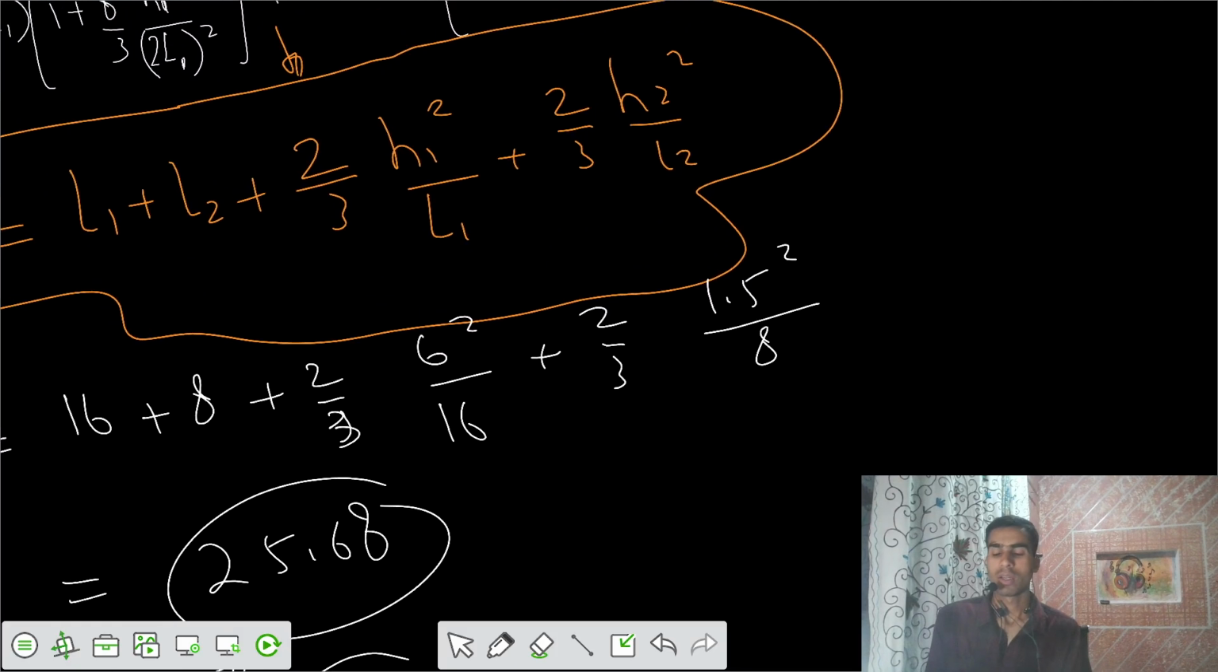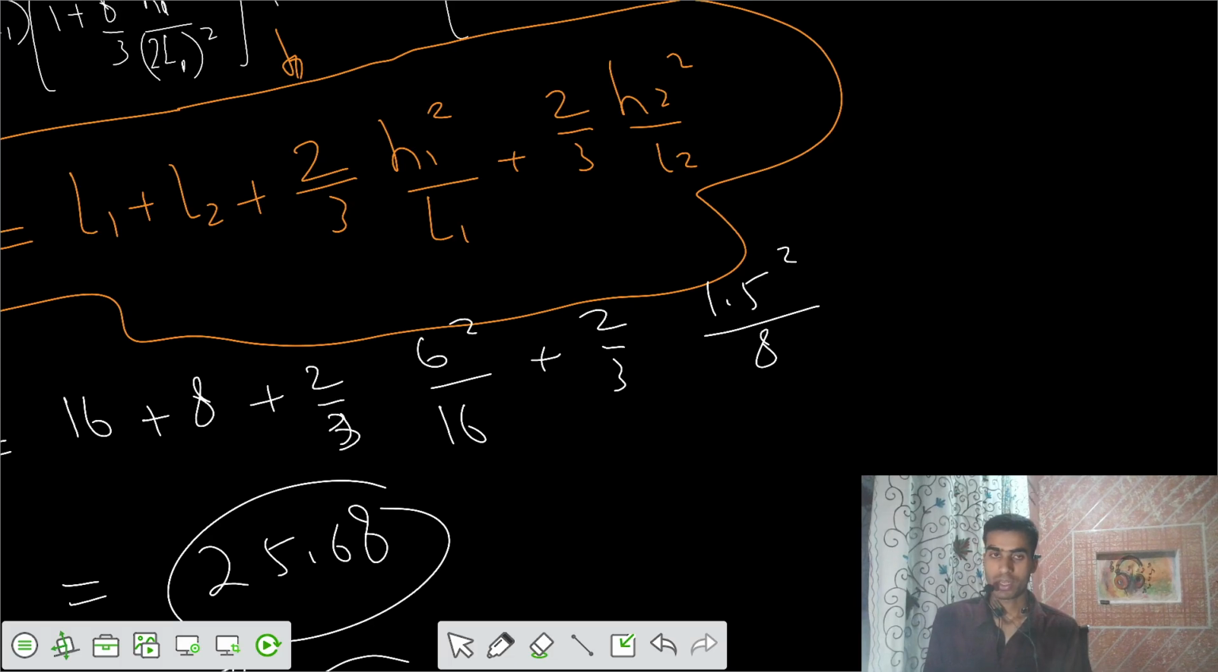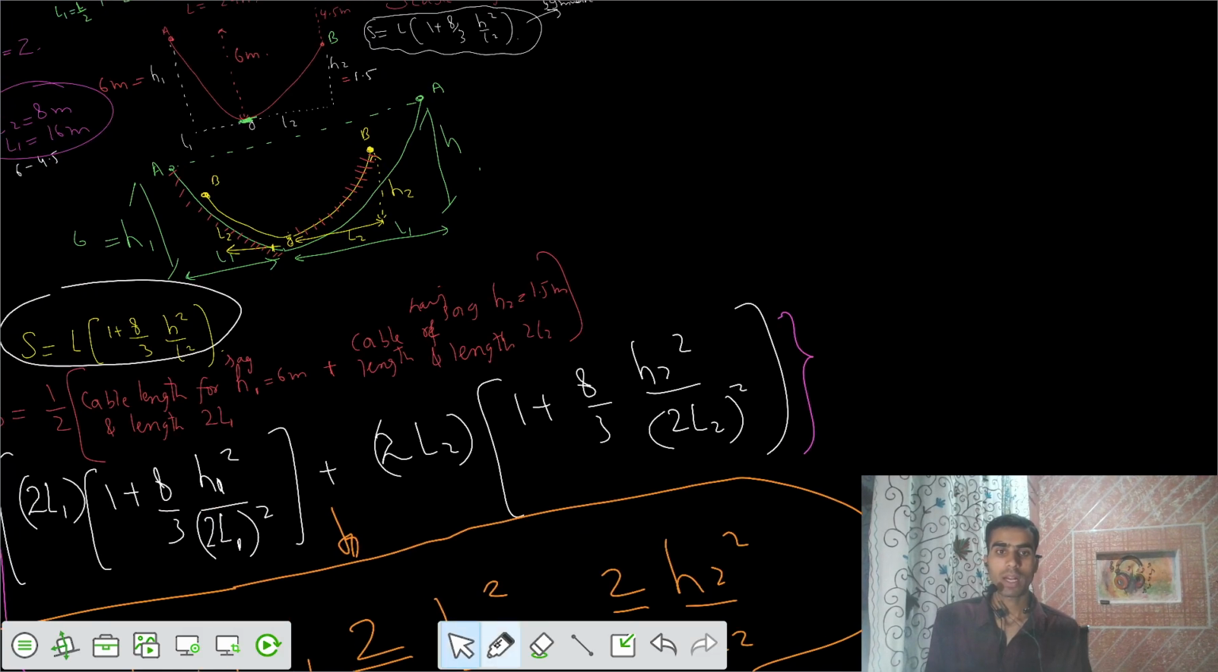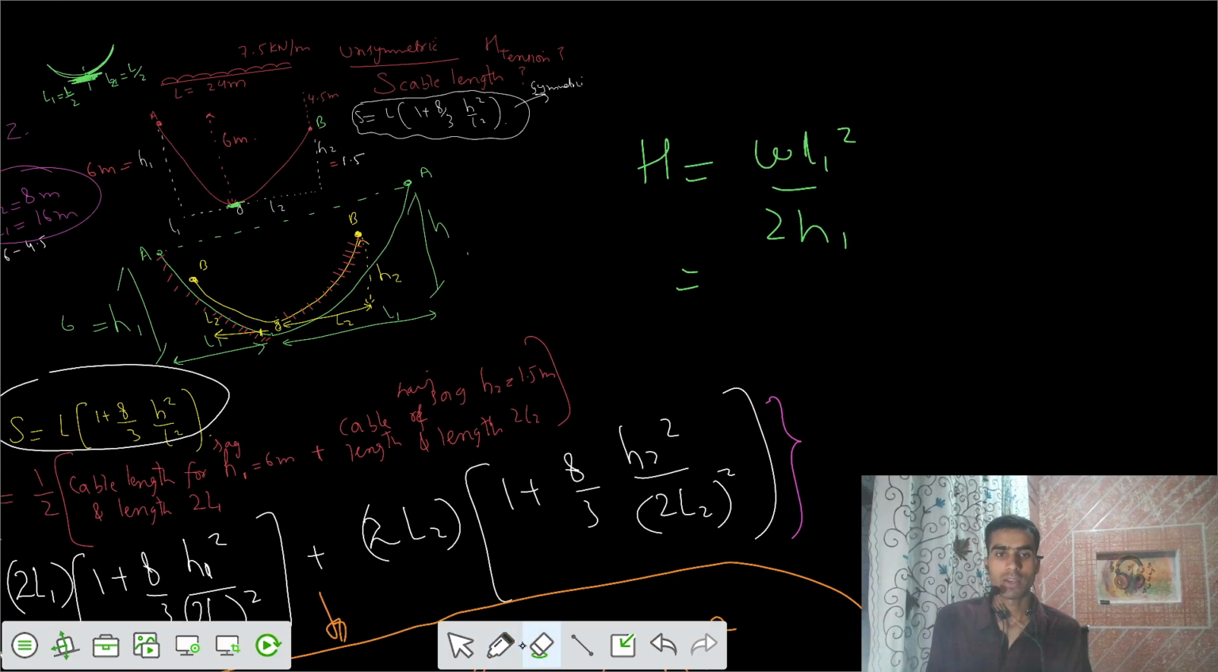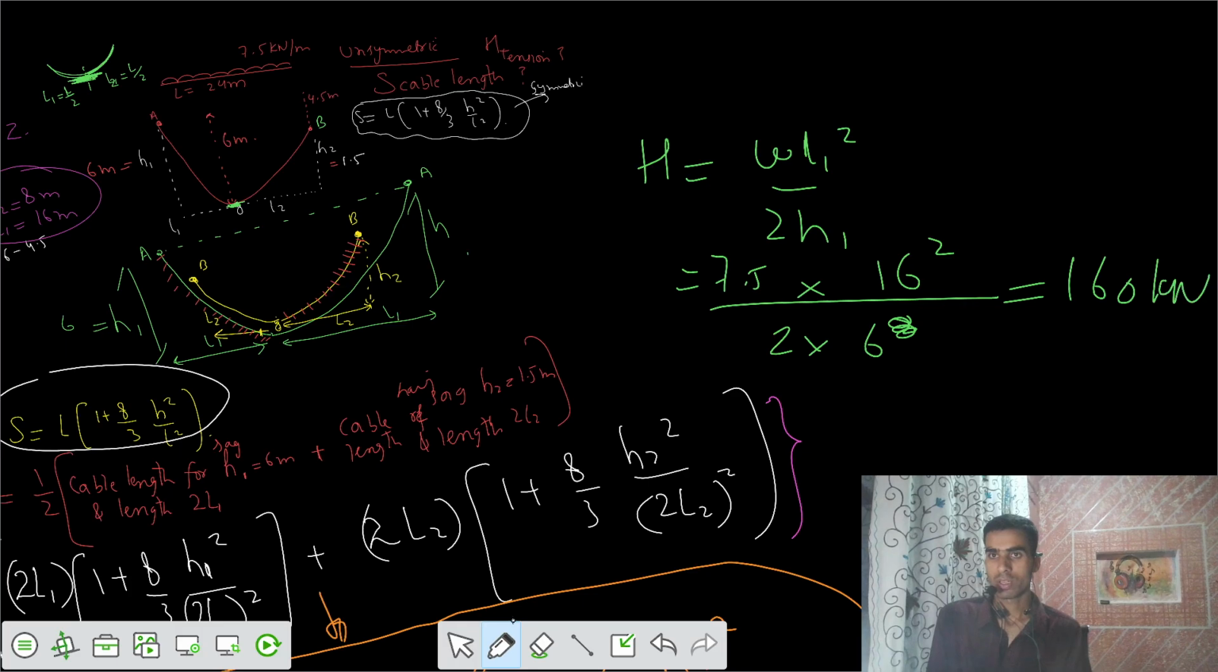One more thing to solve is the horizontal tension H. Can you get the value of H? If you know the value of L1, H equals W L1 square by 2 H1, so that's easy to calculate. The intensity is 7.5 kilonewton per meter, length L1 was 16 meter, divided by 2 times H1, 6. So finally you would get a horizontal tension of 160 kilonewton.